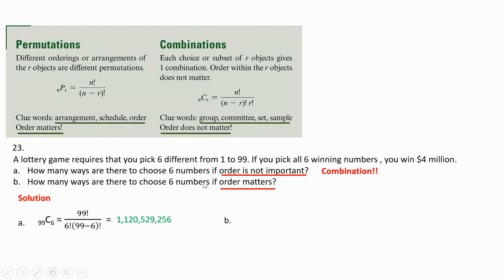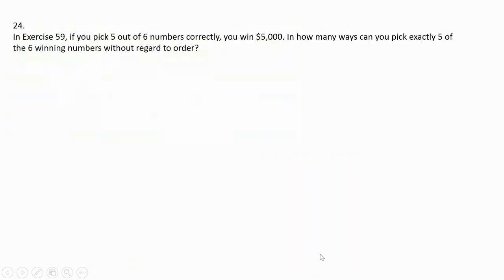Now for part B, right? If the order matters, it means it's going to be permutation. And again, you can plug this in the calculator or do it by hand. Here I just plugged in the calculator, guys, so it's going to be a lot more. Okay, so there's going to be 806 billion 781,064,320. Okay.